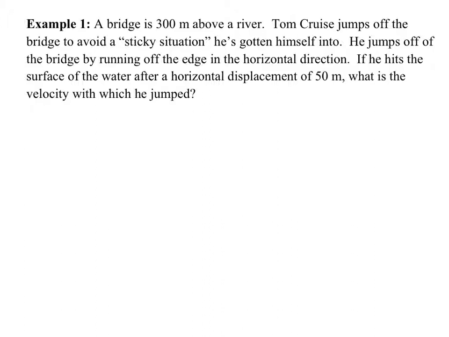So I wrote he jumps off the bridge, but by running off the edge only in the horizontal direction. Like the tennis ball that Mike just rolled across the table. That's Tom Cruise running off the bridge, just running straight off. He hits the water after a horizontal displacement of 50 meters. So he's fallen down 300 meters, and he's gone horizontally 50 meters. And we want to figure out what the velocity is with which he runs off the bridge. I should say runs instead of jumps. What is the velocity with which he ran off the bridge? I should correct that for next year too.